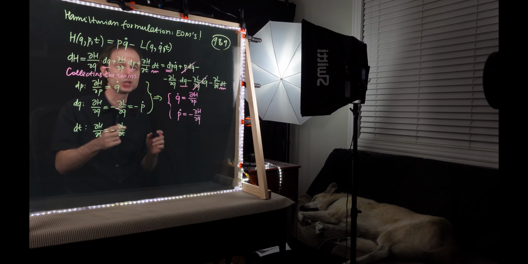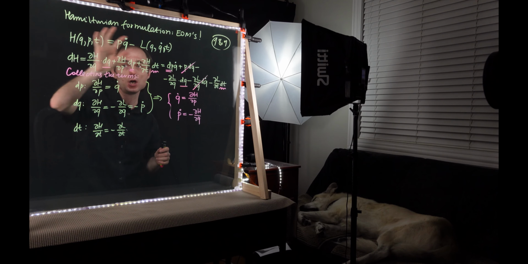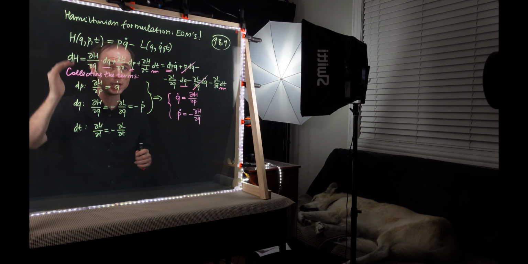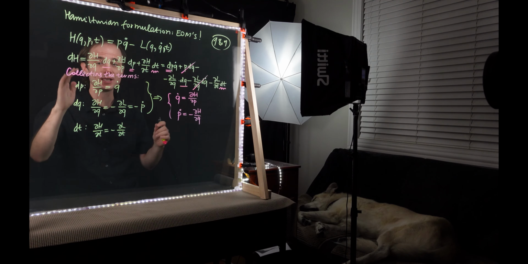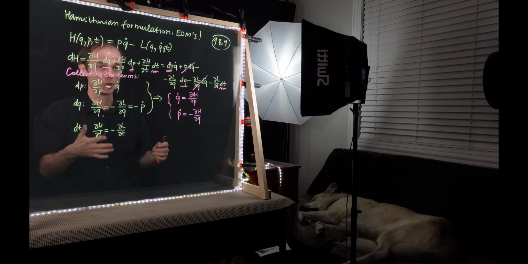So what we've done here as a recap, we've started with the definition of the Hamiltonian in terms of p, q dot, and the Lagrangian. The definition that we obtained a long time ago, we took a differential of both sides of this equation and we collected the terms and assigned the prefactors to each other.